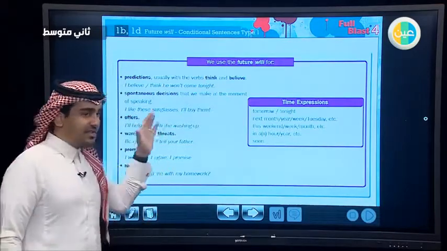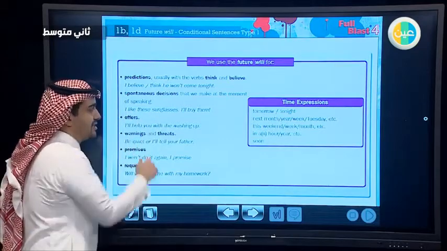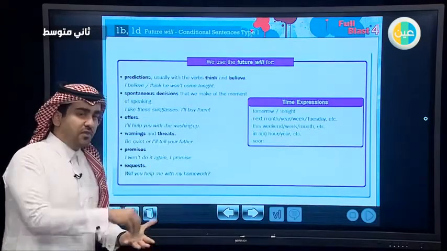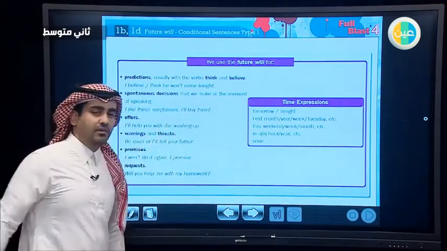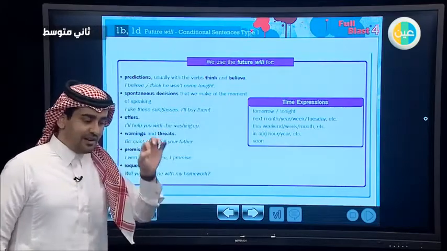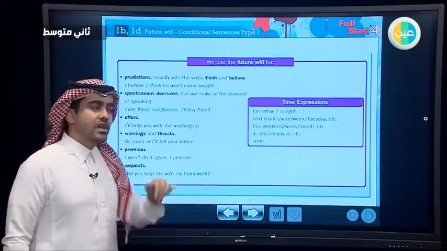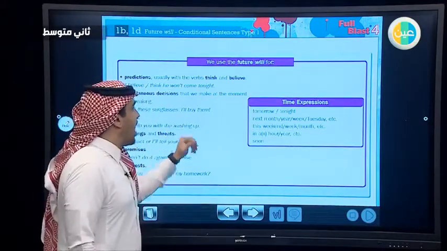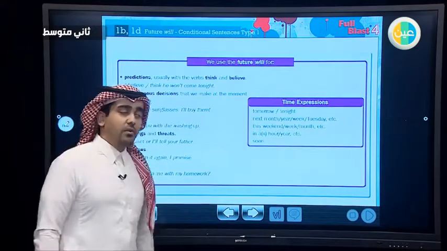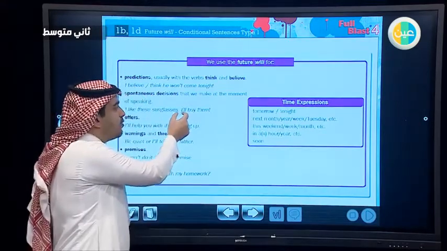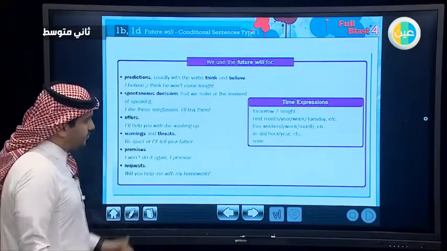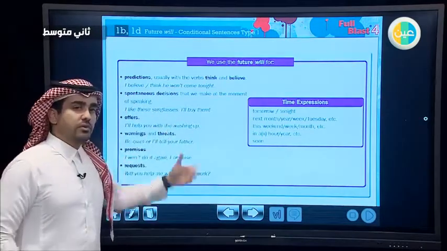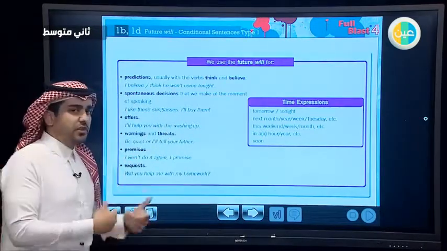Look at this example. Okay, I like these sunglasses. Okay, so he saw the sunglasses and he liked them, so he decided on the spot that I will buy them. Okay, so he just decided. Okay, so we say I will buy them. So the short form of I will is I'll. Okay, we don't need to go through details on this because we already had this, but we will do some to refresh your memory, that's all.